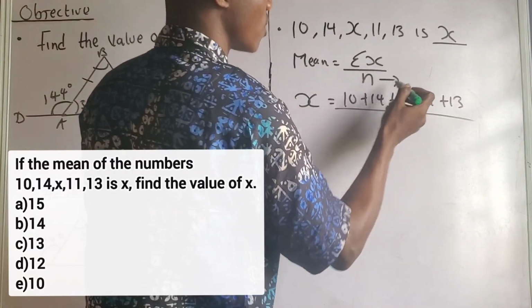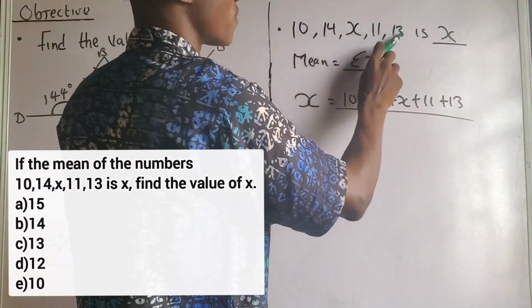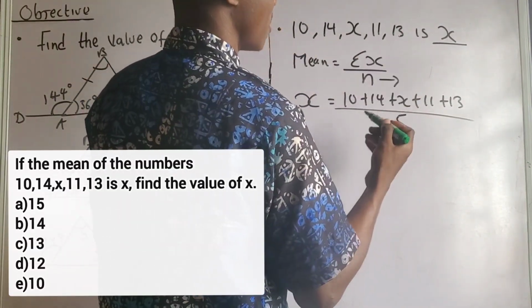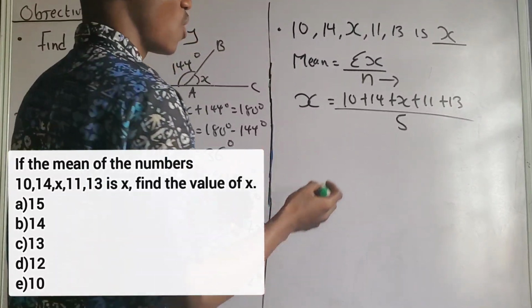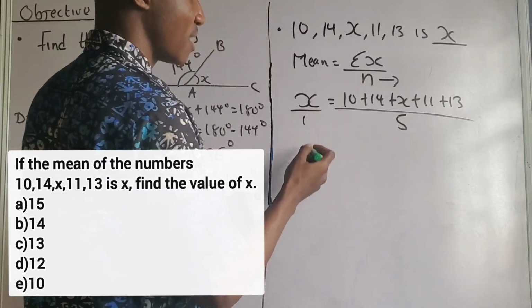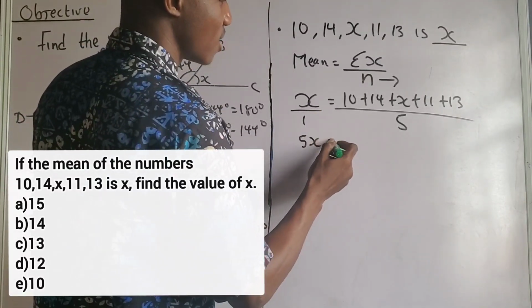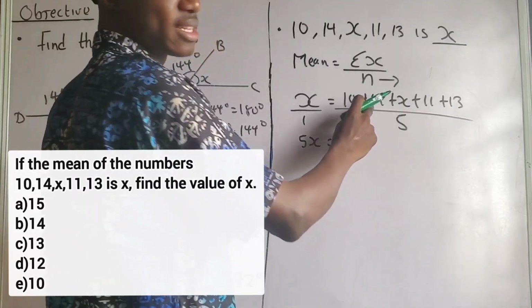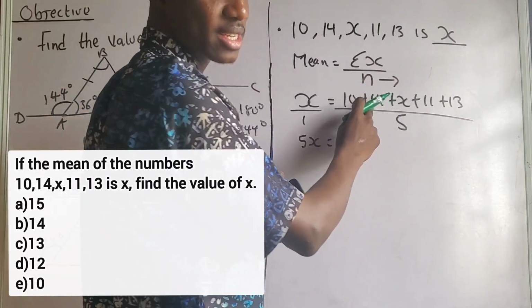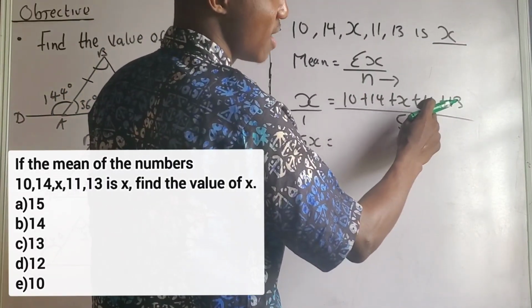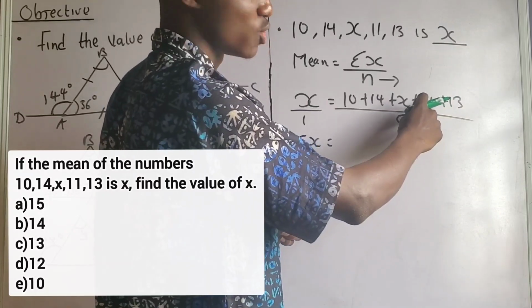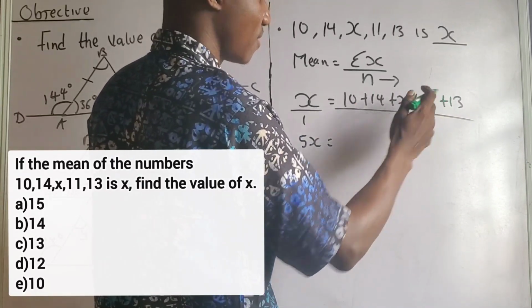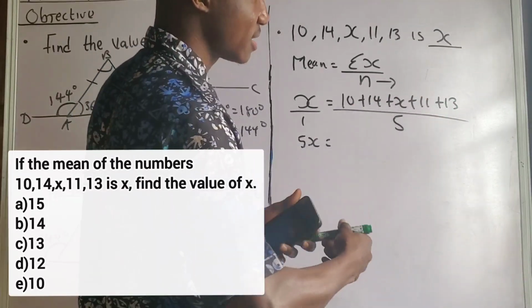N is 5 because the total number is what? 1, 2, 3, 4, 5. So you're having 5 here. So from this point, you cross multiply. 5 times x is 5x. 5x equals 10 plus 14. That is what? 24. 24 plus 11, that is 35. 35 plus 13, that is 48.